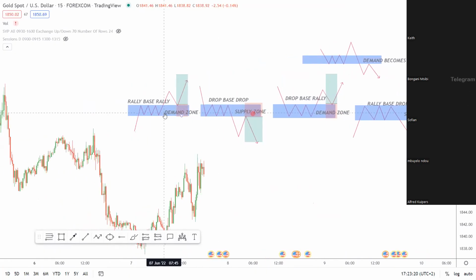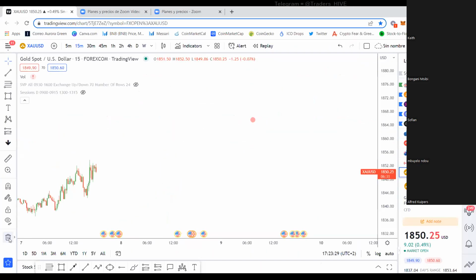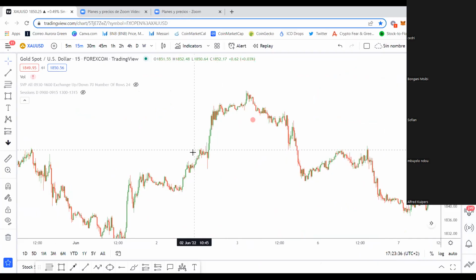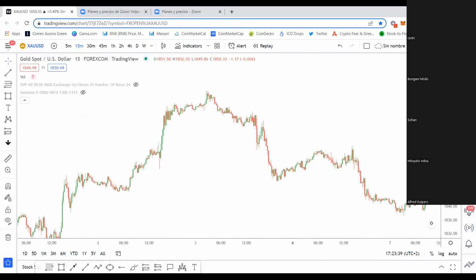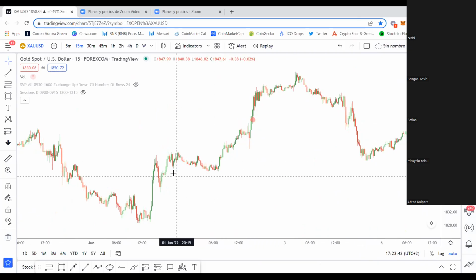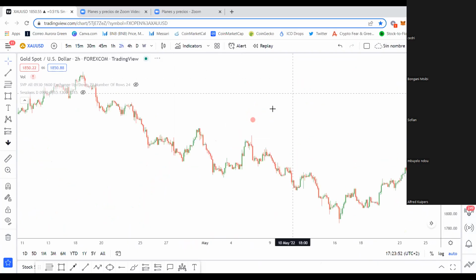So, for example, let's look at our rally base rally example. You will find plenty of them. Let me delete everything. For example, look, bullish trend right here. Like I can see one right here. I mean the 15 minutes, sorry guys. Let's go to the 2 hour, for example.